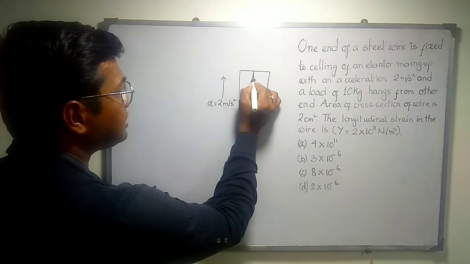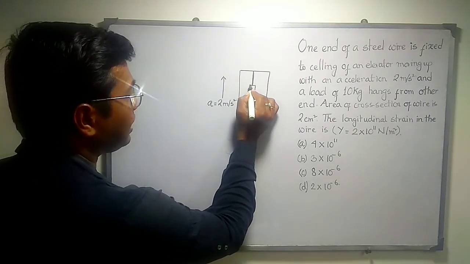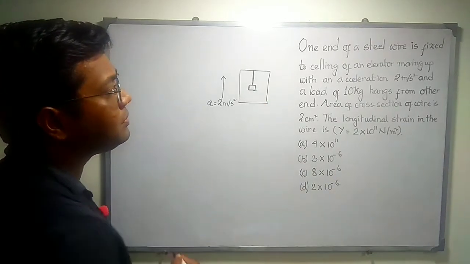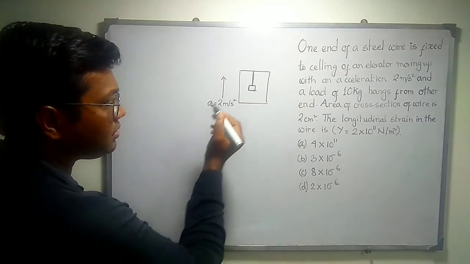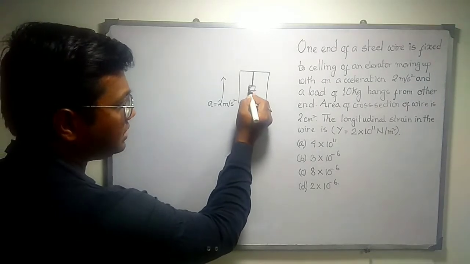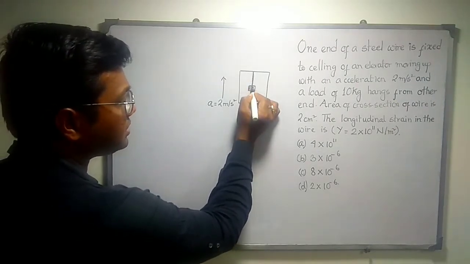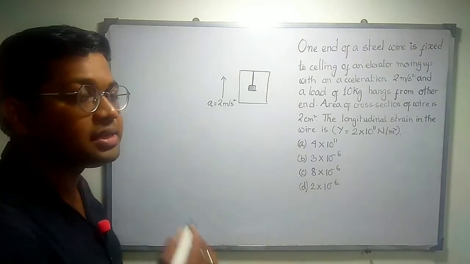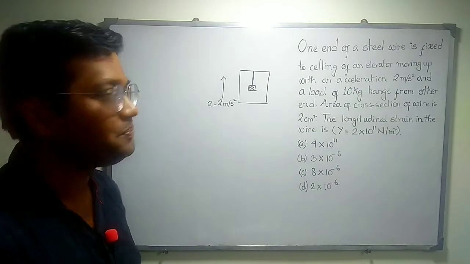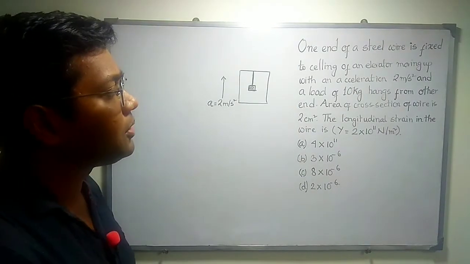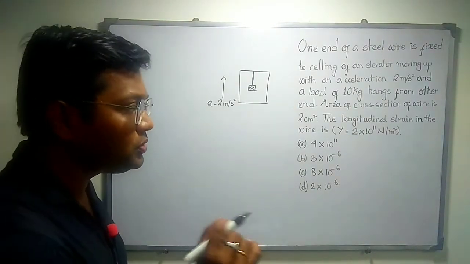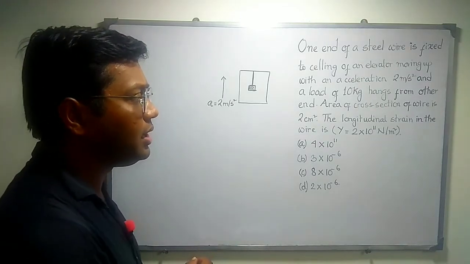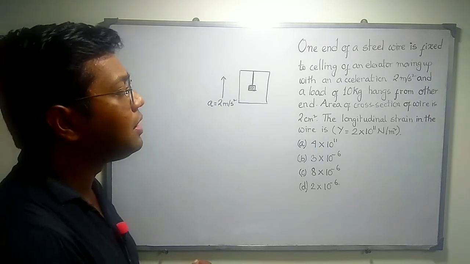One end is hung from the ceiling of the elevator, and at the other end a 10 kg mass is hanging. So this system, this 10 kg mass hanging from a fixed support, is inside the elevator, inside the accelerating reference frame. The area of cross section of the wire is 2 cm square. The longitudinal strain in the wire, we have to find out.